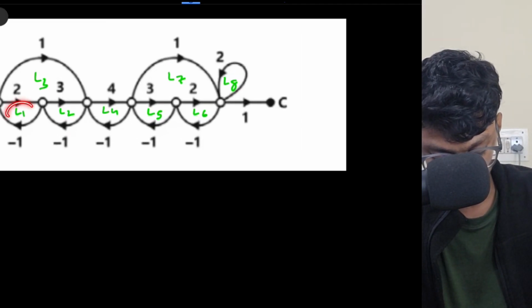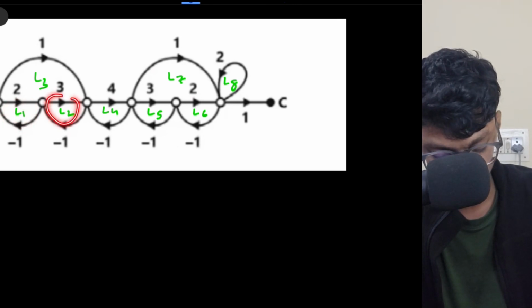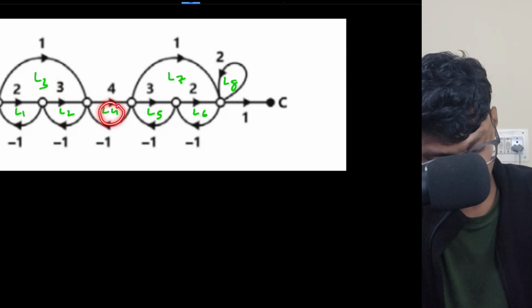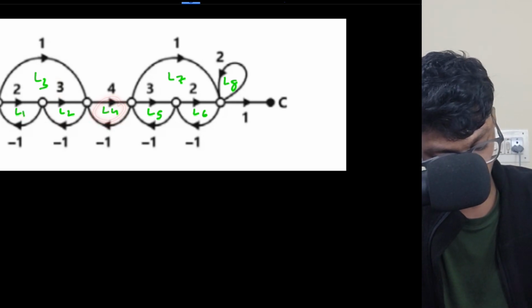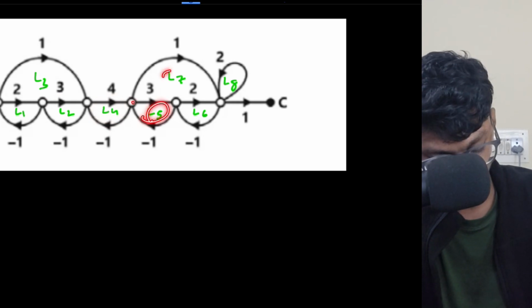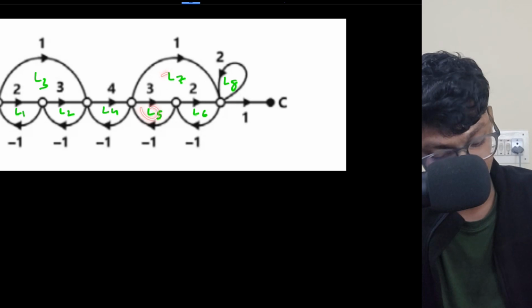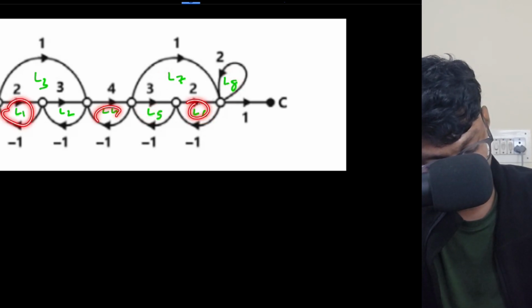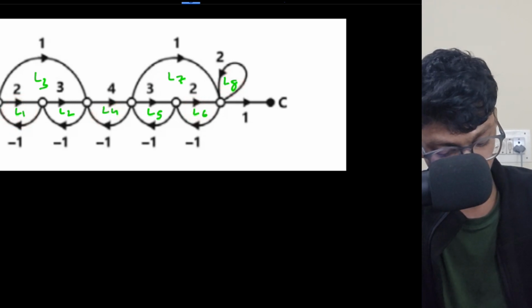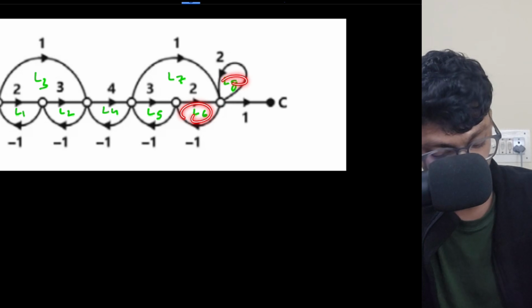Obviously if I choose L1, right? If I choose L1, obviously I cannot choose L2, L3. These are gone. L4, yes, L4 is a non-touching combination. If I choose L4, what else is non-touching? I cannot choose L5, L7, but I can choose L6 or L8, because L1, L4, and L6 or L8 are all non-touching.